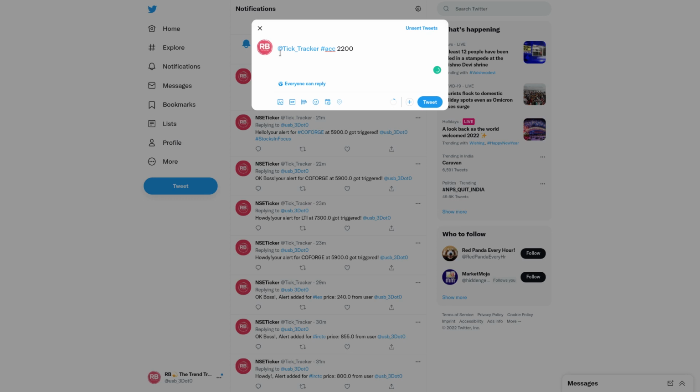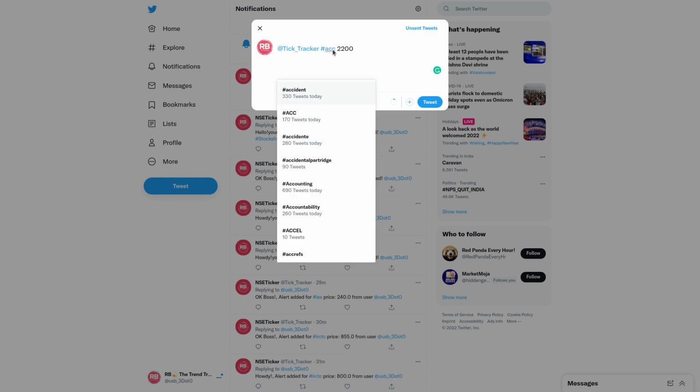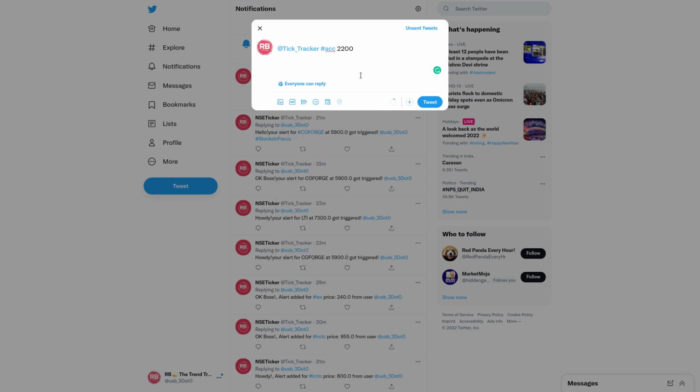So it's at the rate of tick underscore tracker, space, and then a hash. This is important for the bot to understand that you are talking about a script, and then the name of the script, and this should be the same symbol which you use to trade in a stock exchange. So just give that a name, and then space, and then the price you are interested in.